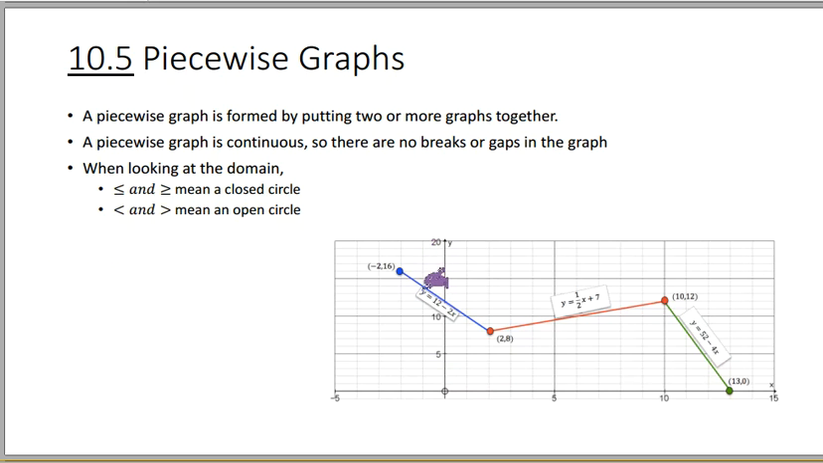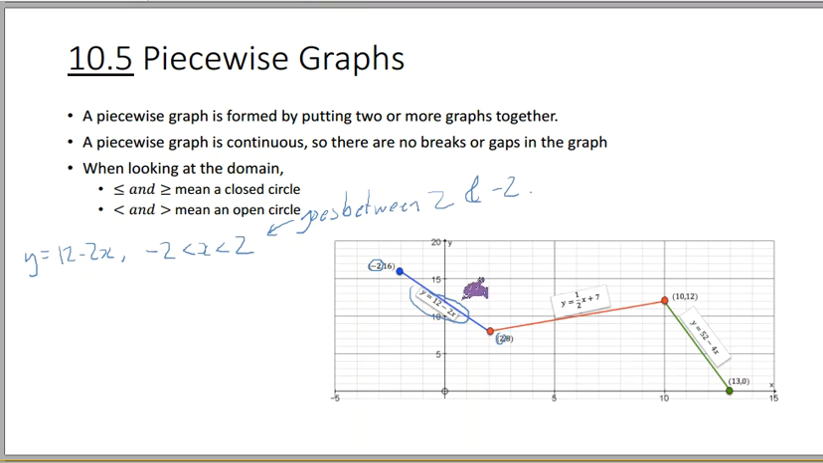So this blue one, the equation, I'm just going to take straight from here. It is y is equal to 12 minus 2x. That's the equation of the graph. And the domain, or the x values, it starts at -2 and it ends at +2. So the way I can write that is -2, I'll put a comma here, that's the less than symbol, x less than symbol +2. And what that means is it goes between 2 and -2.